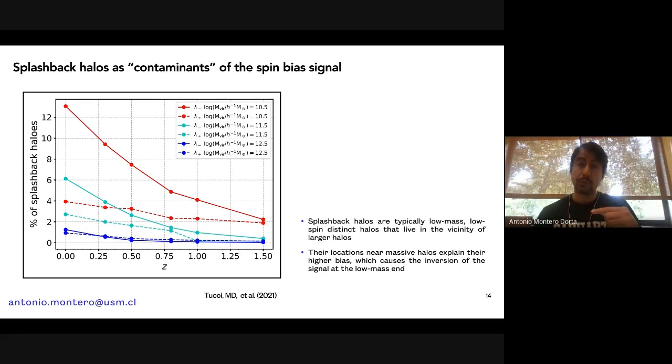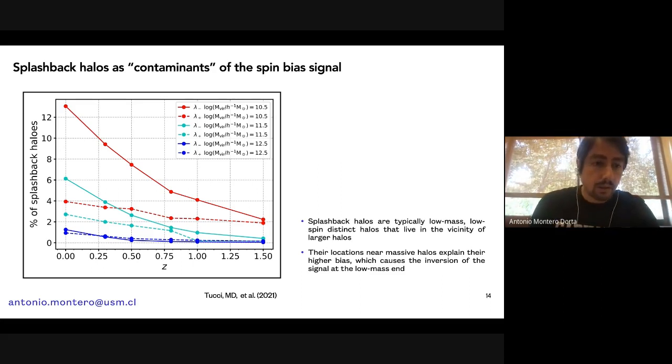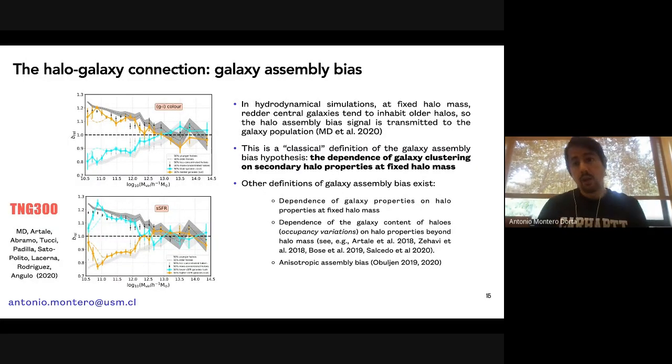So they have lower spin but higher bias, and that basically inverts the signal at the low mass end. So you can see them as contaminants, I would say, of the spin bias signal in this case, right? Okay, so that was a paper that we wrote a couple of years ago.